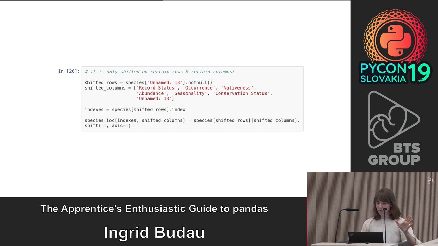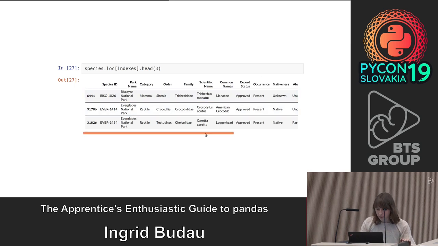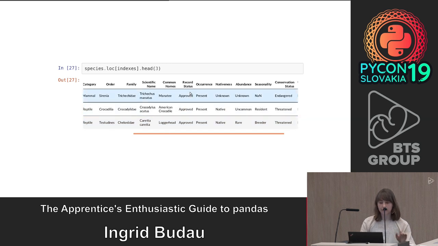So we have the shifted rows, the rows where the values are not null. We have the shifted columns that we all wrote in a list with their right order. And in indexes, we write the indexes of the shifted rows. Now, all of this, we use species.loc. With loc, we can specify certain rows, so the indexes of the rows that are shifted, and certain columns, the shifted columns. And we take them again, and with .shift(-1), we shift ones to the left on the axis of 1, which means the column axis. Axis of 0 would be the row axis. So this is how it looks now. On the common names, we have the names, and on the record status and so on, everything is matching again.